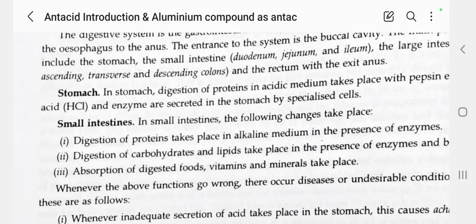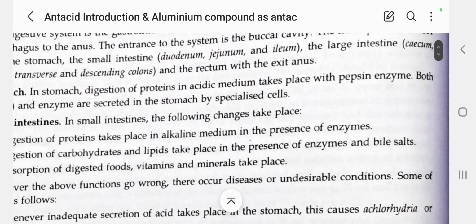which are alkaline substances used to neutralize the excess of acid, whereas acidifiers are used for the treatment of systemic alkalosis. That means the excess secretion of alkaline substance. So in order to increase the acidic level, the acidifying agent or acidifier is used for the alkalosis process. Okay, so in stomach, digestion of protein in acidic medium takes place with pepsin enzyme.